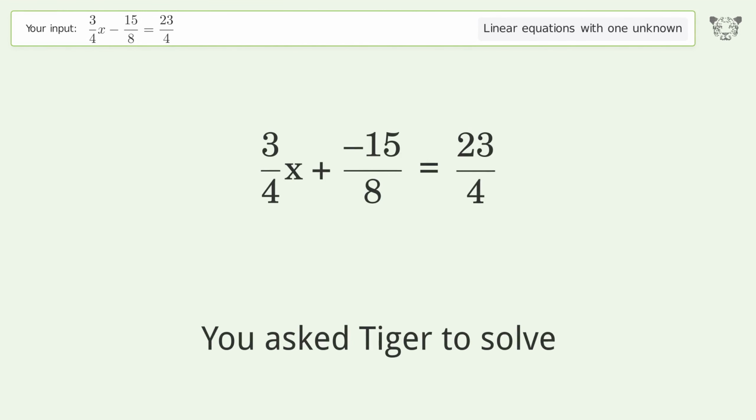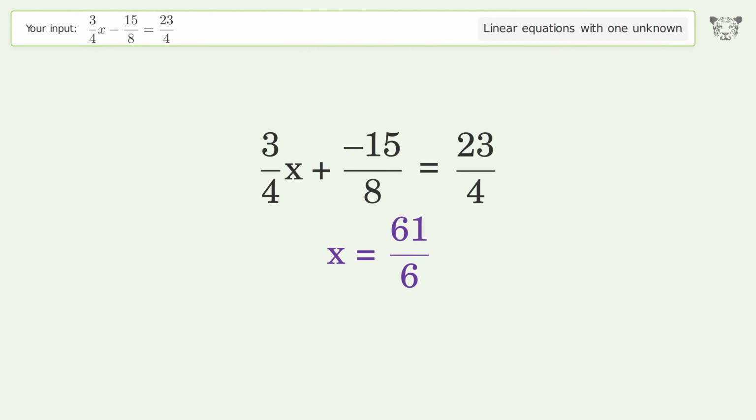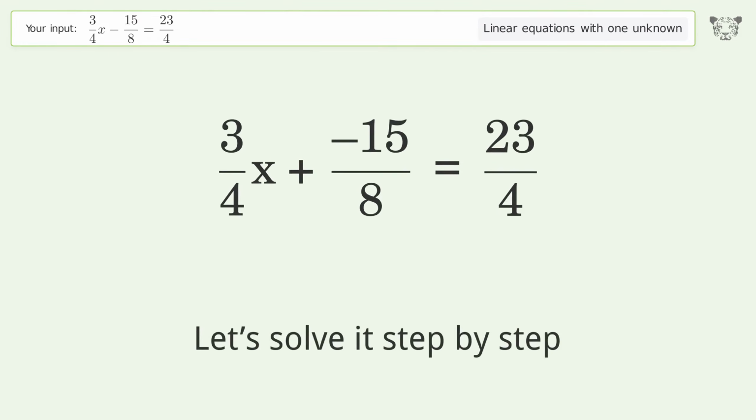You ask Tiger to solve. This deals with linear equations with one unknown. The final result is x equals 61/6. Let's solve it step by step.